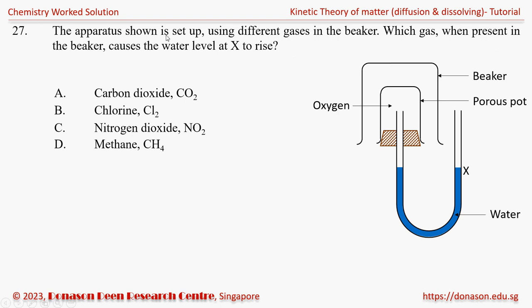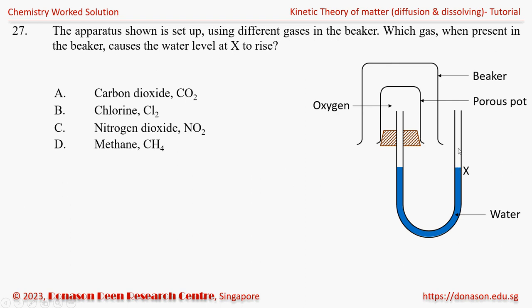The apparatus shown is set up using different gases in the beaker. As you can see, inside the porous pot we've got oxygen, and outside the porous pot but within the beaker, we have an option of putting in carbon dioxide, chlorine, nitrogen dioxide, or methane. Which gas, when present in the beaker, that means outside the porous pot, would cause the water level at X to rise?